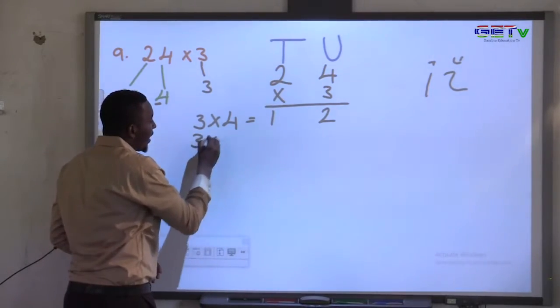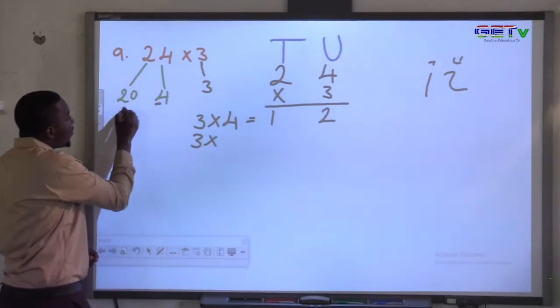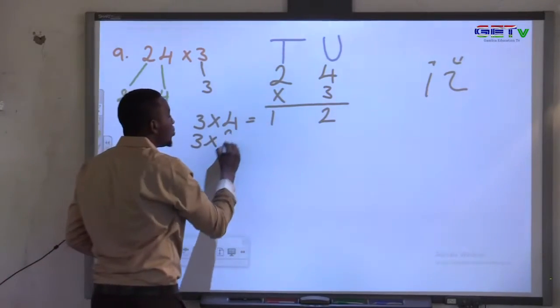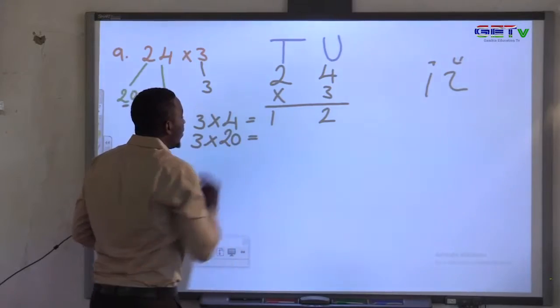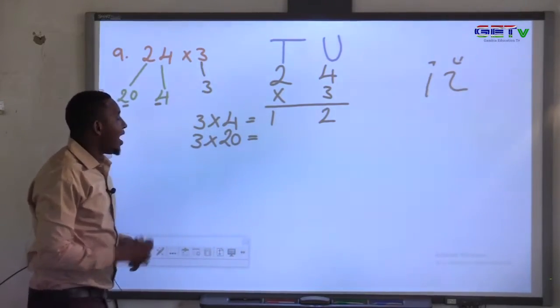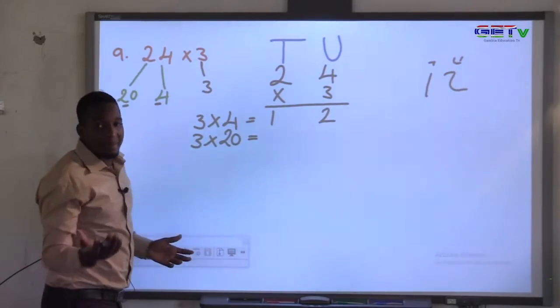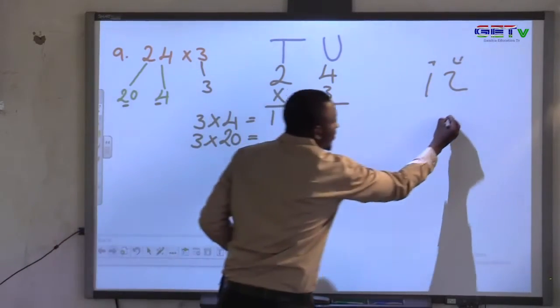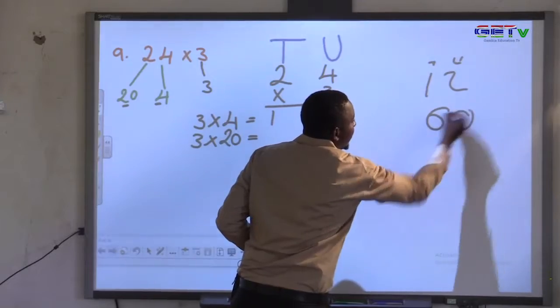3 multiplied by the value of 2, we agree that is what? 20. So 3 times 20 simply means adding 3 20 times. So 3 times 20 will give us 60.